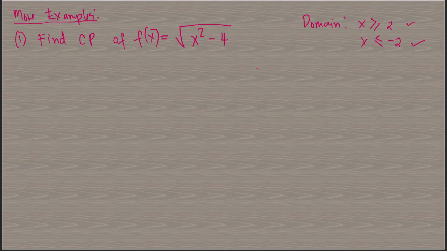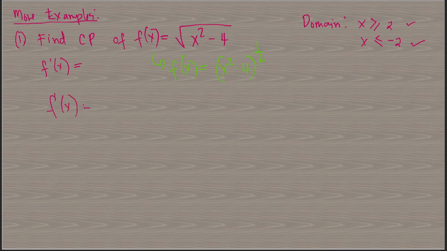Okay, so step 1, find the derivative in order for us to find the critical numbers. So what is the derivative of our function? By the way, before moving on, we can rewrite this function in exponential form as f of x equals x squared minus 4 raised to 1/2, so that it would be easy for us to find the derivative.